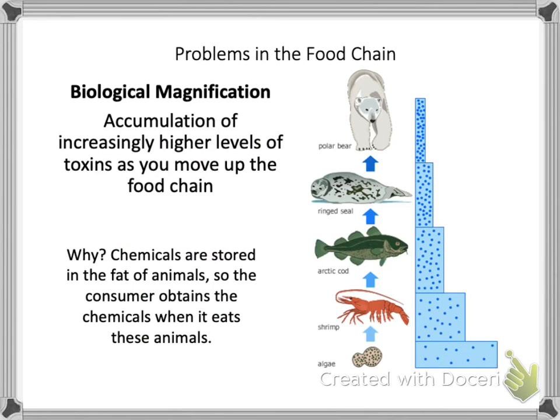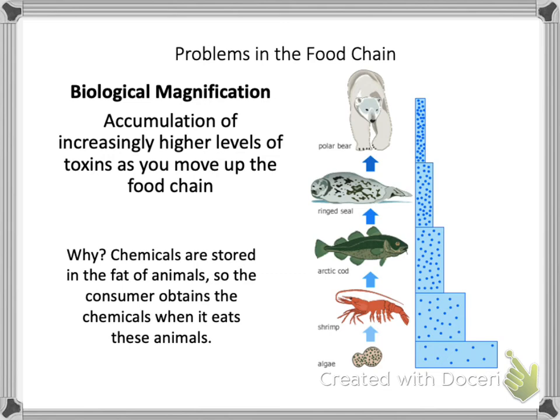Now, this idea of a decline in energy as you move up the food chain also can create problems, especially with stored chemicals. There is a problem that's typically caused by humans called biological magnification. Biological magnification is the accumulation of increasingly higher levels of toxins as you move up the food chain. Now, why does this occur? Because chemicals are stored in the fat of animals. So the consumer obtains the chemicals when it eats its prey.